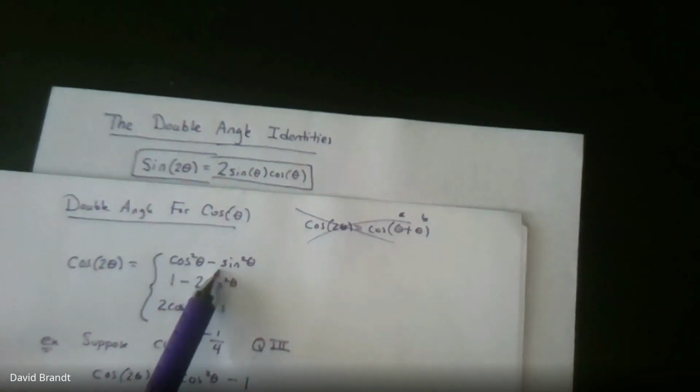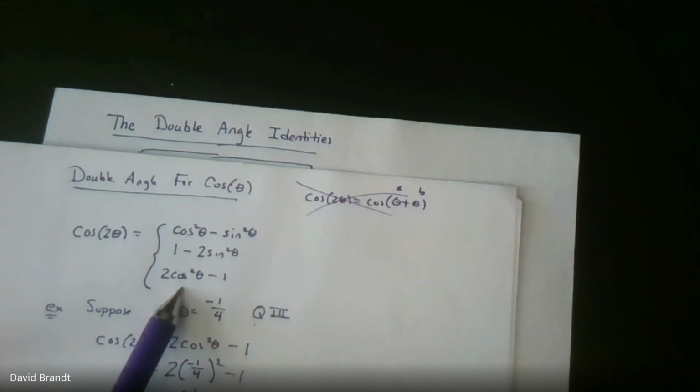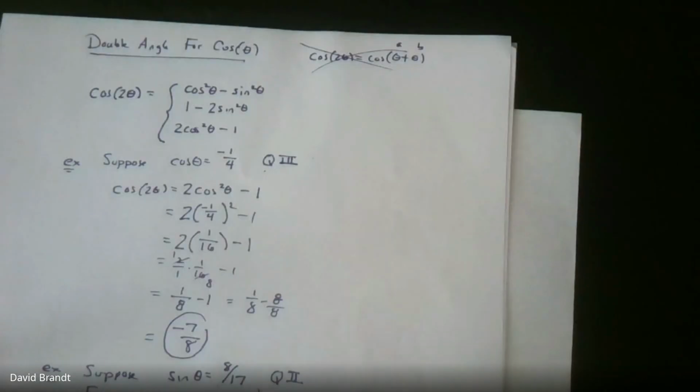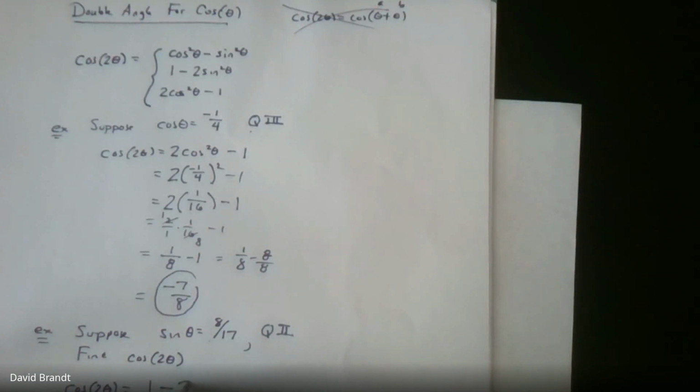If I use the first one, I'm given sine, but I have to find cosine. Use the third one, you'd have to find cosine. Look at the middle one. The middle one is the one I want to use here because if I'm given sine, I don't have to find the other piece of information. So I'm going to do this one, 1 minus 2 sine squared theta.